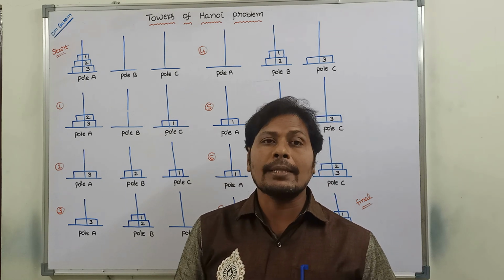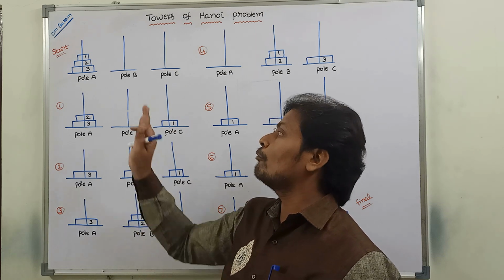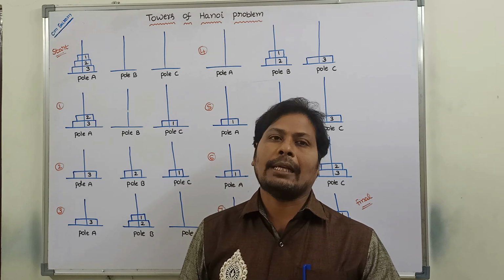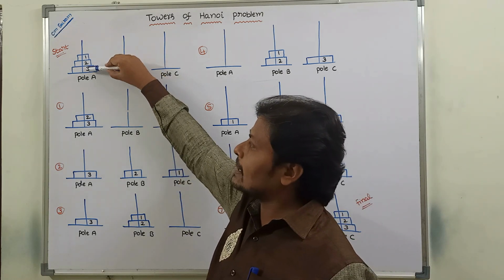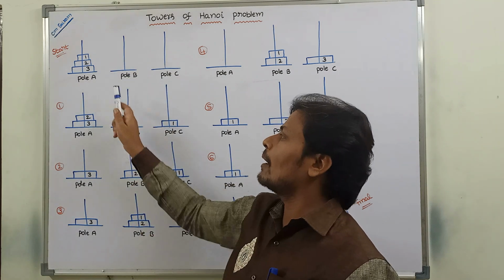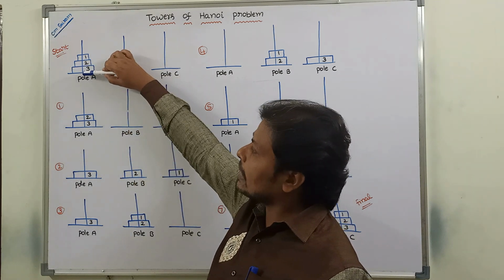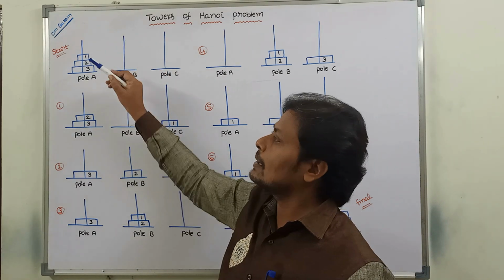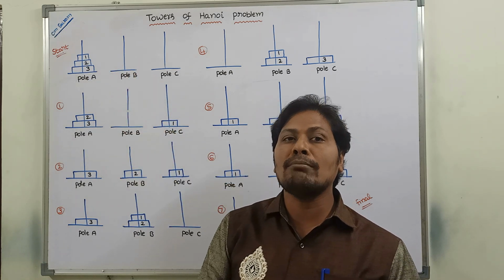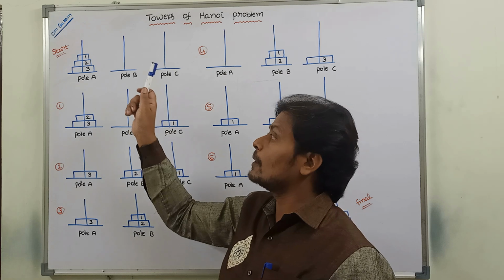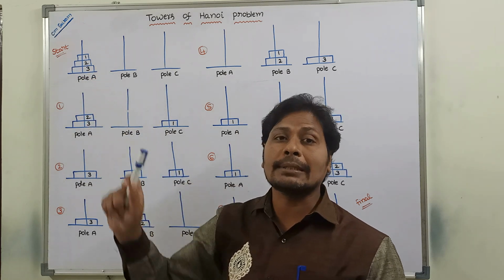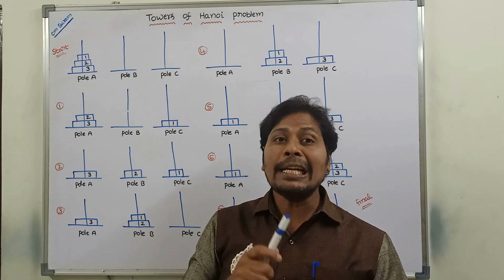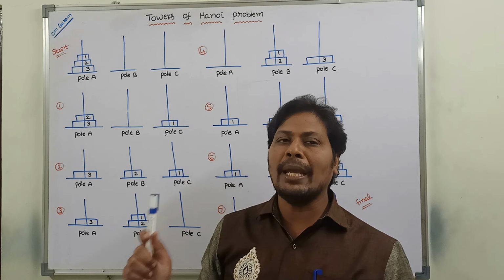The third rule is that to move a disc from one pole to another pole, it must be on the top of the stack. Here the three discs are placed as a stack on pole A. Among the three discs, the first disc is on the top of the stack and the third disc is at the bottom of the stack. To move any disc, it must be on the top of the stack. Only at that time can the disc be moved.